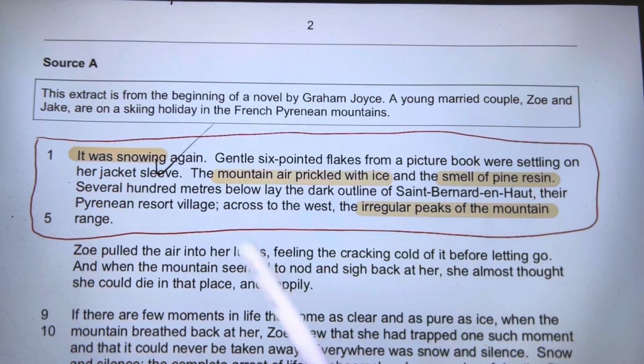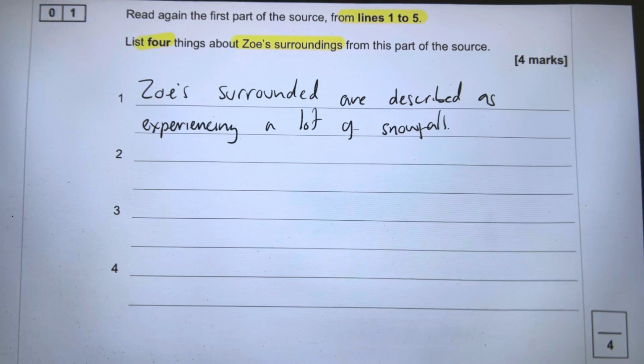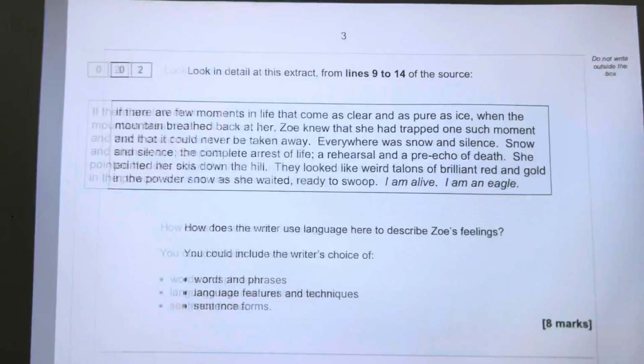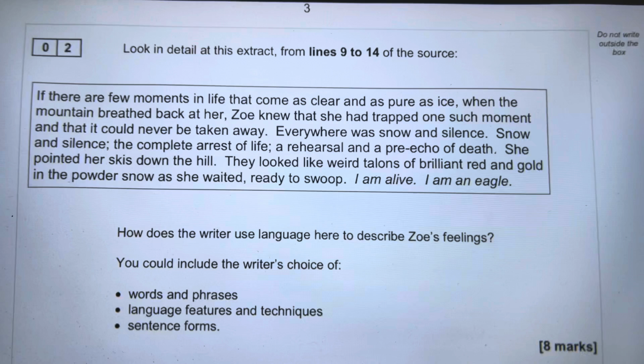You would take these 4 and put them down into 4 full sentences to achieve a mark of 4 out of 4. Now guys, that is question number 1 done. This is where things get interesting.